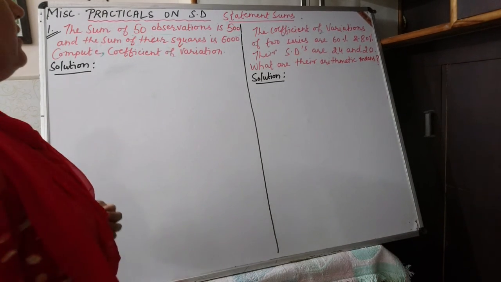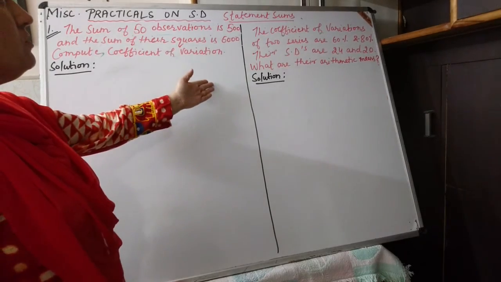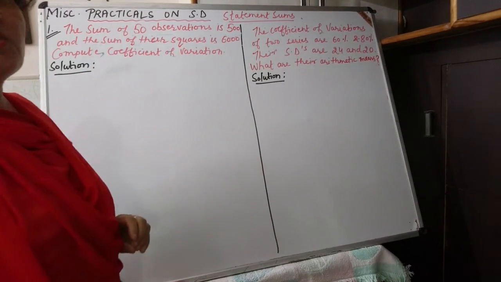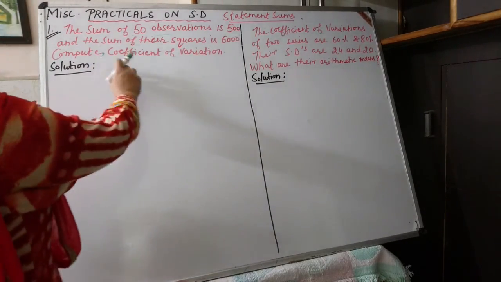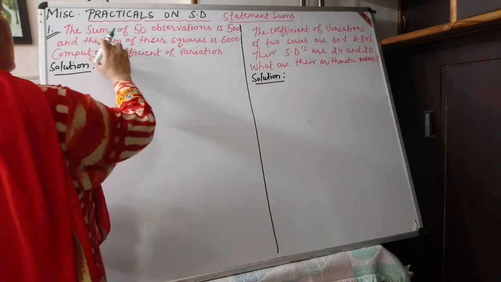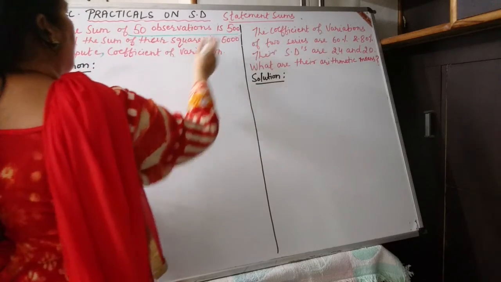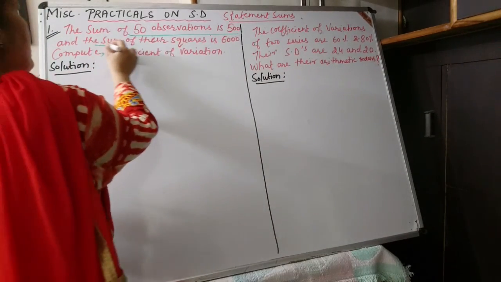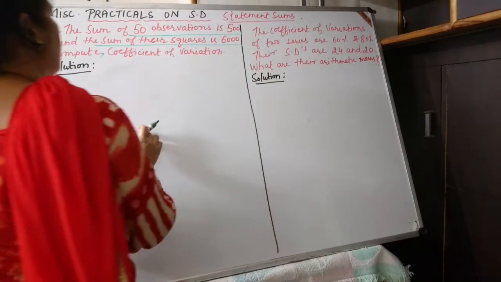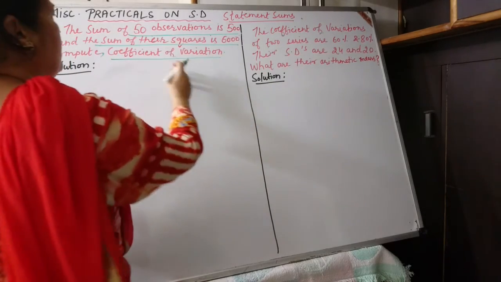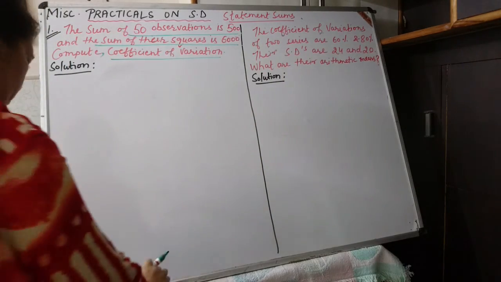In this video, let us clear some statement sums related to standard deviation. In the first statement, we are given the sum of 50 observations is 500 and the sum of their squares is 6000, and we have to calculate the coefficient of variation.